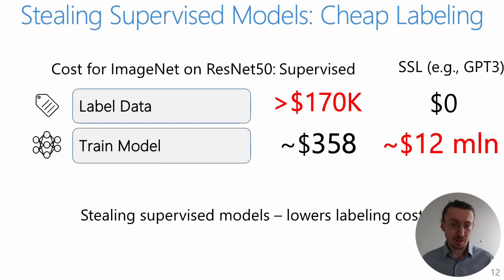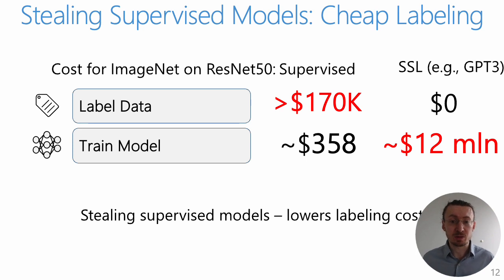Now, to be more precise, the stealing process for supervised models lowers the labeling cost. This is because we use a machine to label our data instead of paying for human labor. In contrast, for self-supervised models like GPT-3, assuming that we have no instruction tuning and no additional reinforcement learning from human feedback, the model is trained on unlabeled data, so the cost of labeling is zero. So the main cost for these other types of models goes into the training itself, to update the parameters on a humongous amount of data.